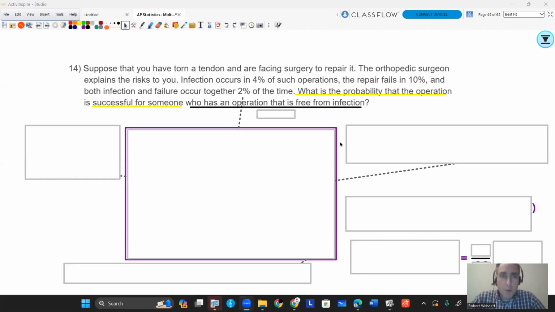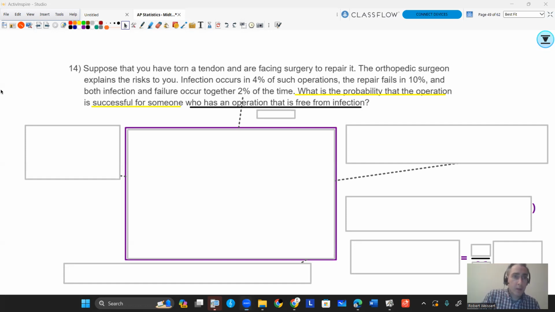Question 14. Suppose that you have a torn tendon and are facing surgery to repair it. The orthopedic surgeon explains the risks to you. Infection occurs in 4% of such operations. The repair fails in 10%. And both infection and failure occur together 2% of the time. What is the probability that the operation is successful for someone who has an operation that is free from infection?